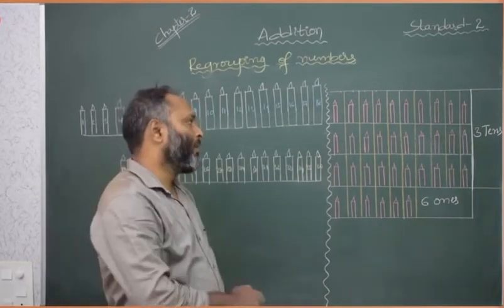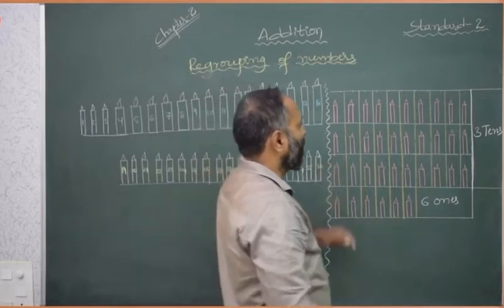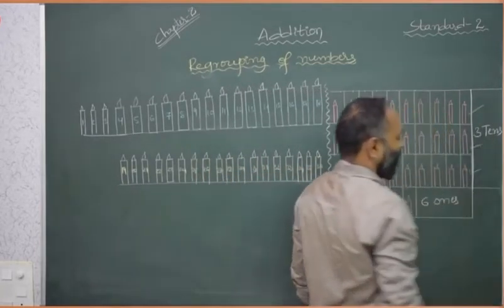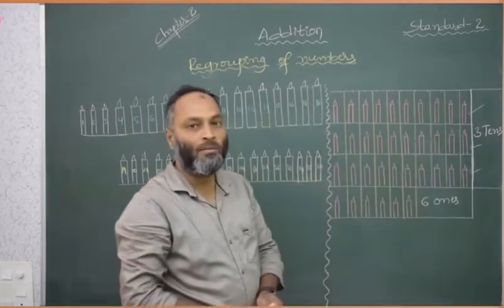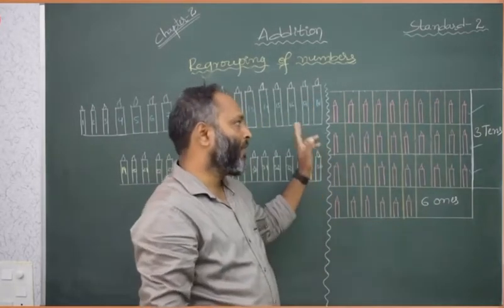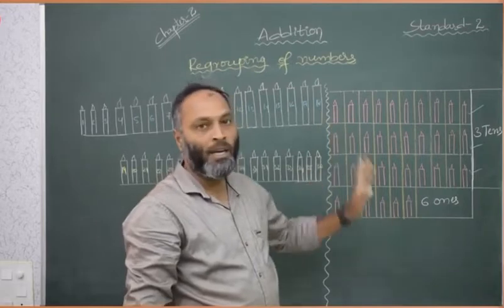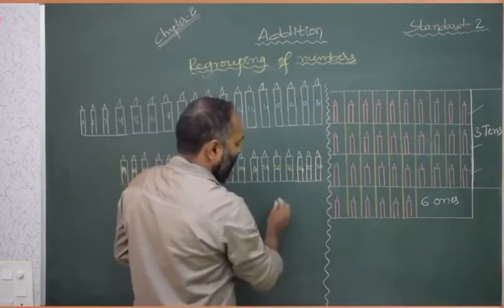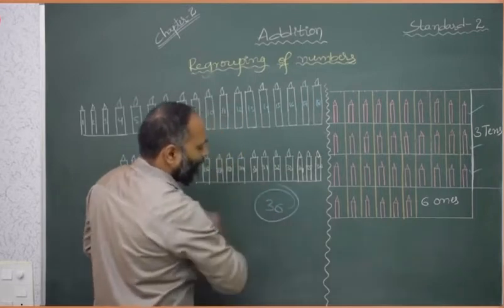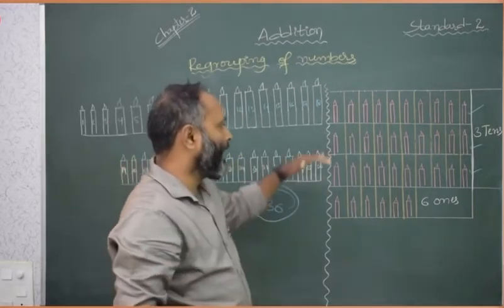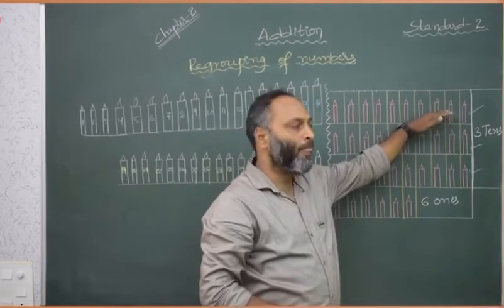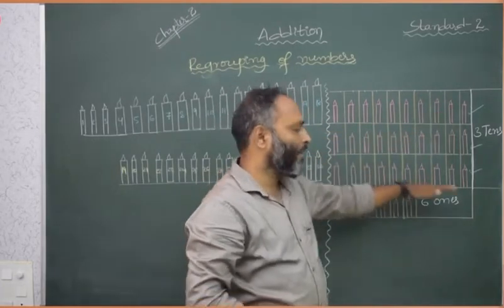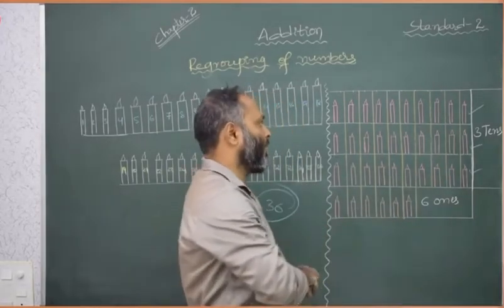Then how to regroup? Here, this is one row, this is the second row and this is the third row. Total 3 rows were there. In each of the 3 rows we will get 10 candles. Here 36 candles were there. First we have to arrange 10 candles in the first row, 10 candles in the second row, 10 candles in the third row. Total 30 candles over.